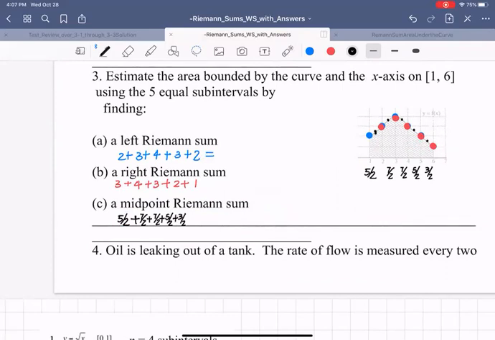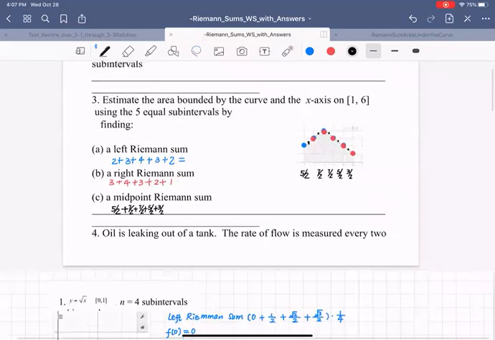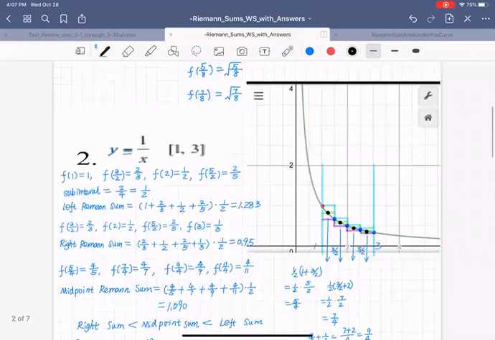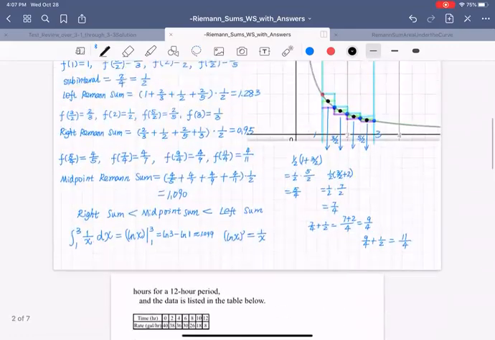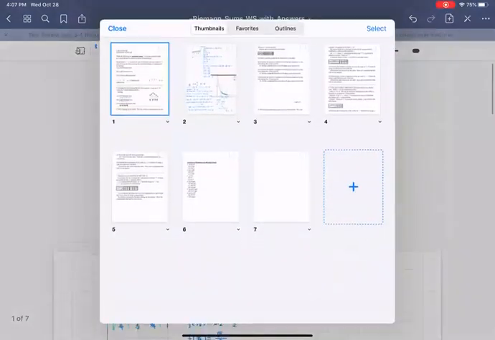Does this make sense now? Yeah. Okay. Now let's see. Let me move this one. Okay.